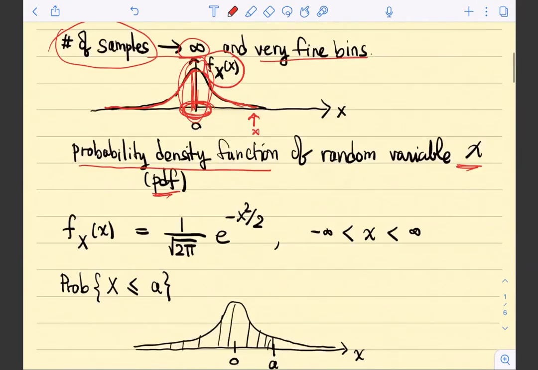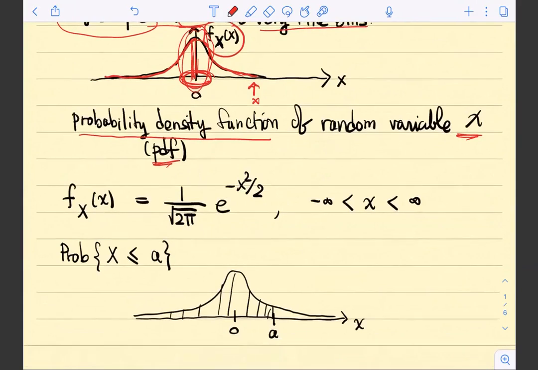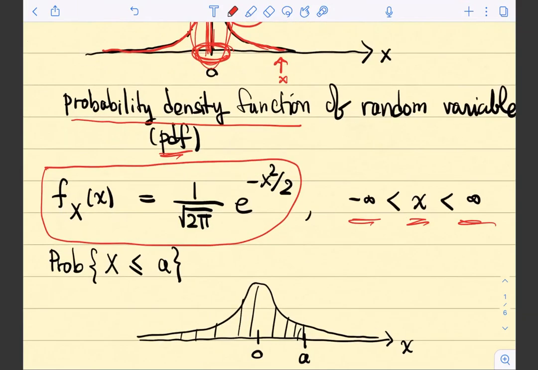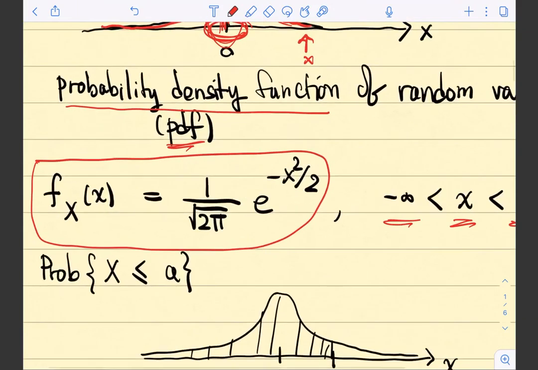Okay. This function has this nice-looking equation. You can describe the function in terms of variable x. A Gaussian random variable could be a negative number, a positive number, could be anything. So x could be from minus infinity to infinity. And the density function is captured by this expression: 1 over square root of 2 pi, e to the power of minus x squared over 2. Okay?